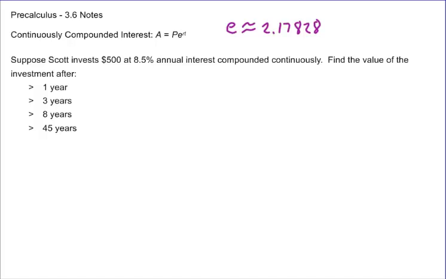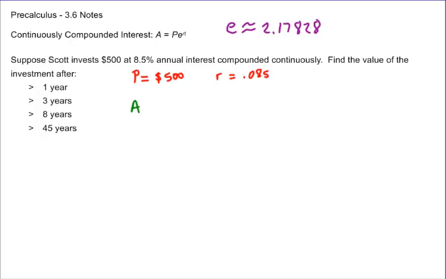Okay, and if I've got an investment and I've got $500 at 8.5% annual interest, compounded continuously, find the value after 1 year, 3 years, 8 years, and 45 years. So the amount I don't know, but I know that my P is going to be $500. I know that my rate is 8.5% or 0.085. Find the value of the investment. So we just set it up following this formula.